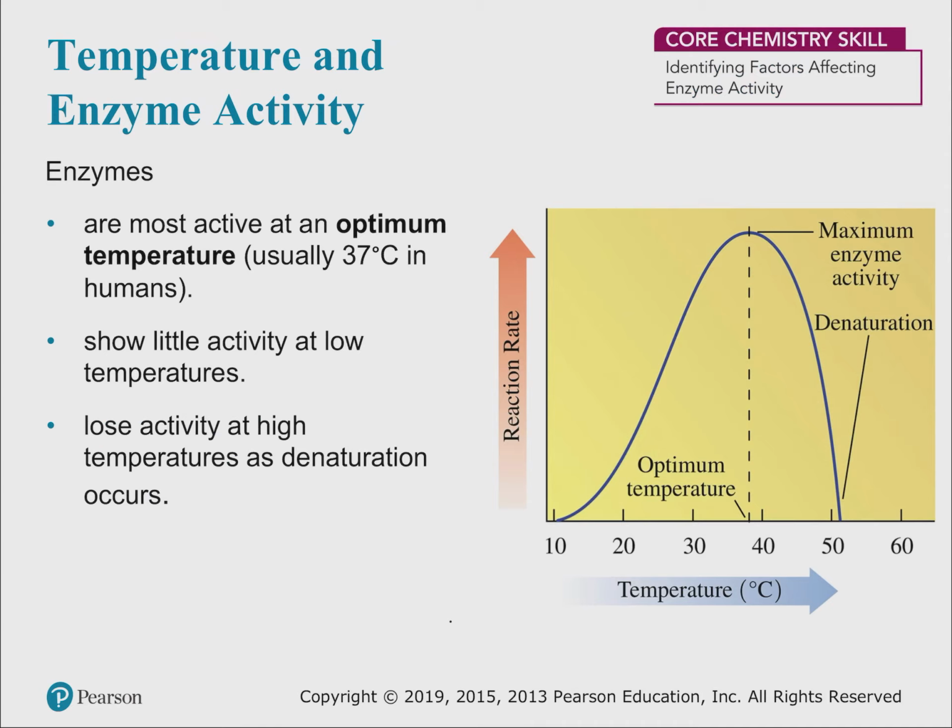For us, in our bodies, it's around 37 degrees Celsius. If you take a look at this graph here, we tend to see as temperature increases in general from a low temp, that reaction rate goes up. Our optimum temperature happens to be right here at 37. And then if we start to go beyond that, it starts to go down a little bit to the point where it may actually go all the way down to 0. And when that happens, it's because it denatured.